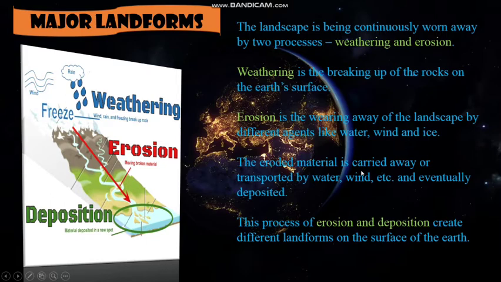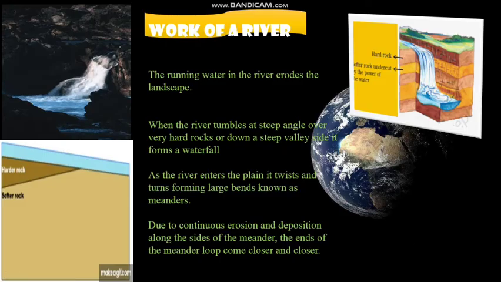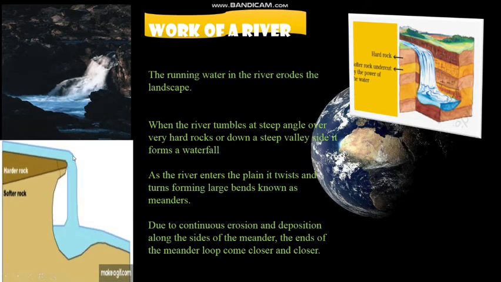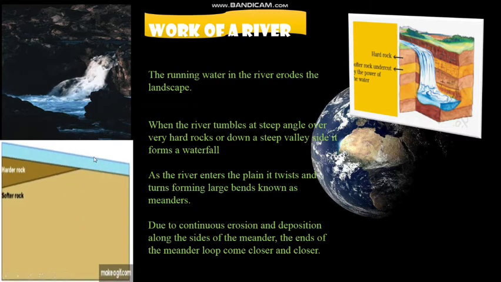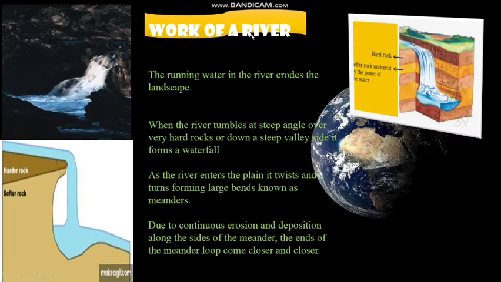The eroded material is carried away or transported by water, wind, etc. and eventually deposited. So this process of erosion and deposition creates different landforms on the surface of the earth. Under exogenic forces, we will be learning about river, wind, sea waves and glaciers. So, work of a river.